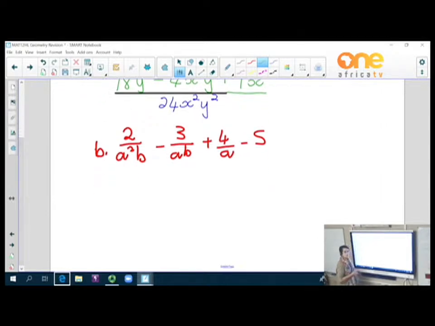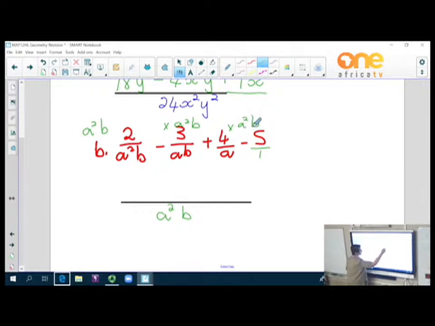Number B is also addition and subtraction. Just look at this one. This is a whole number. You do not take 5 for the LCM because it is a whole number. So the question is now, what is the LCM? I need an a squared and a b. So it's a squared b times all the terms, also this one, a squared b, and we cancel.